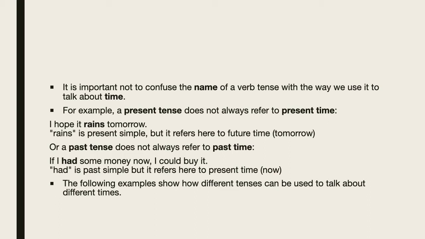Or a past tense does not always refer to a past time. So if I had some money now, I could buy it. So had is a past simple, but it refers here to a present time. So let's find some examples that show how different tenses can be used to talk about different times.